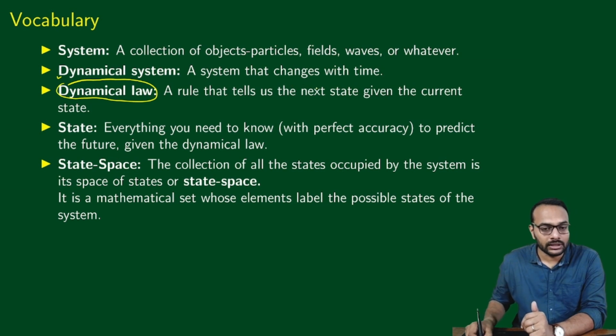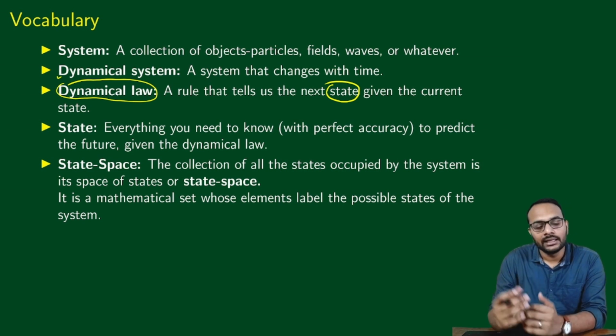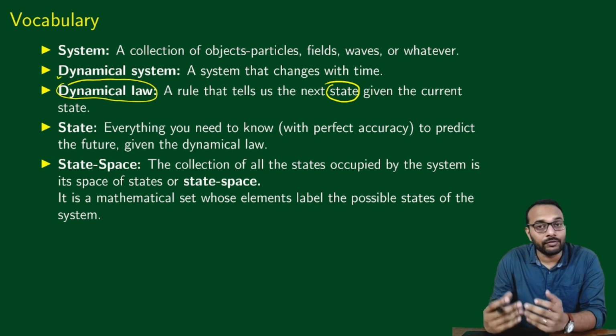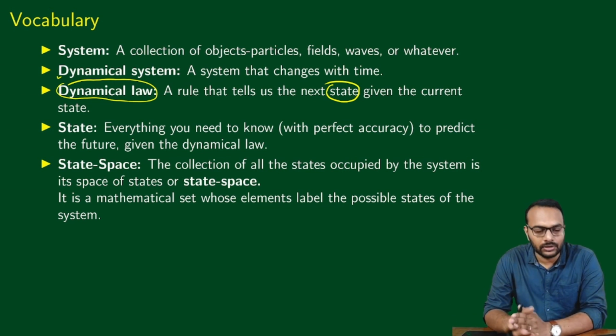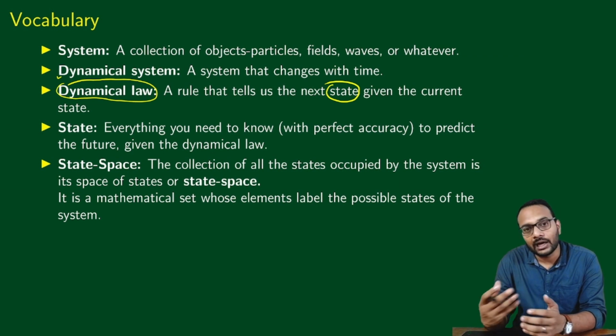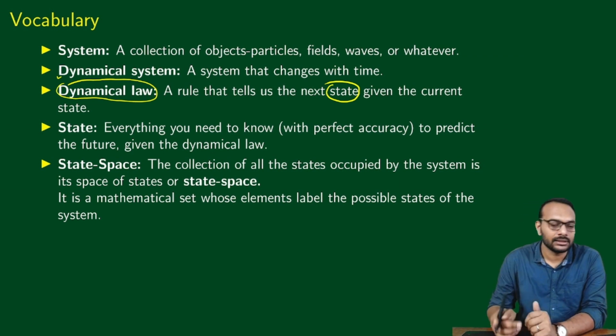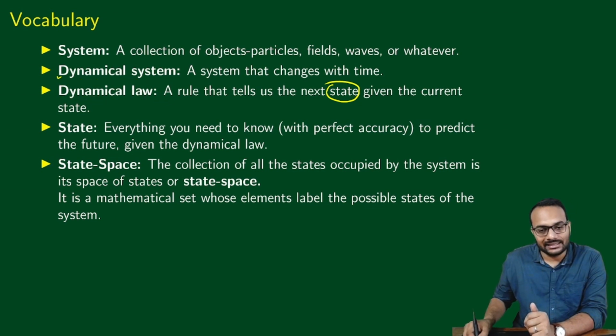And then we already used the word state here. The basic idea is that in physics, most of the time we are preoccupied with trying to predict the future. Not only the future, we are trying to understand how systems change in time. That's why we have a dynamical law, and we already used the word state here.